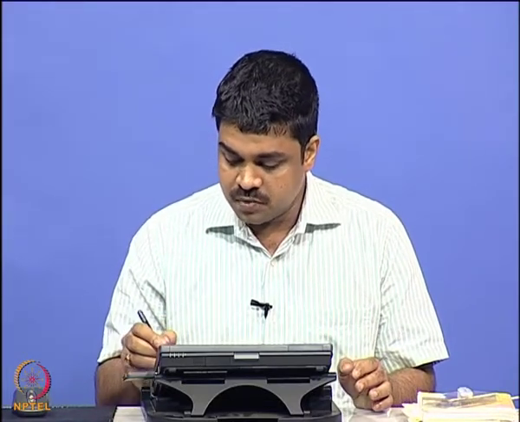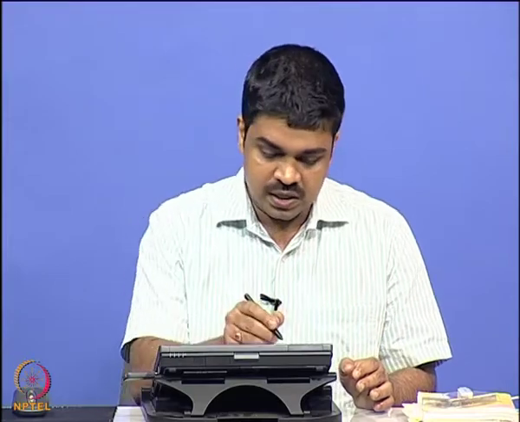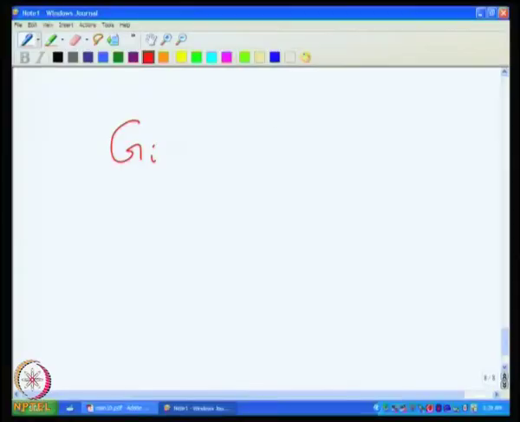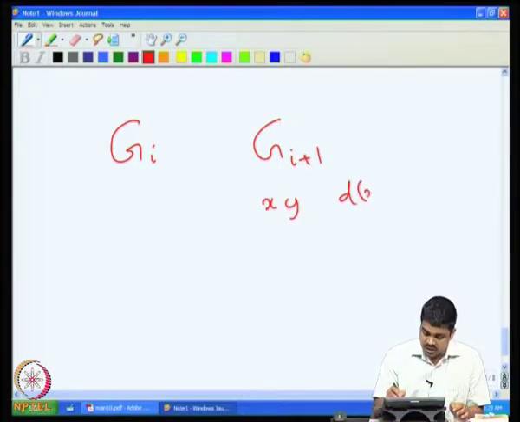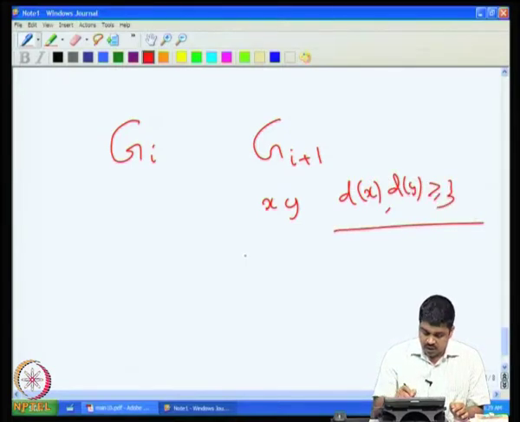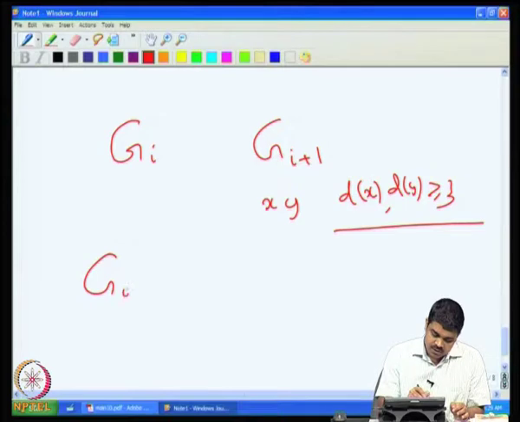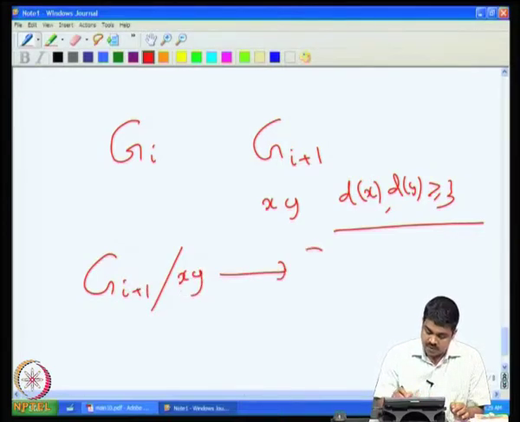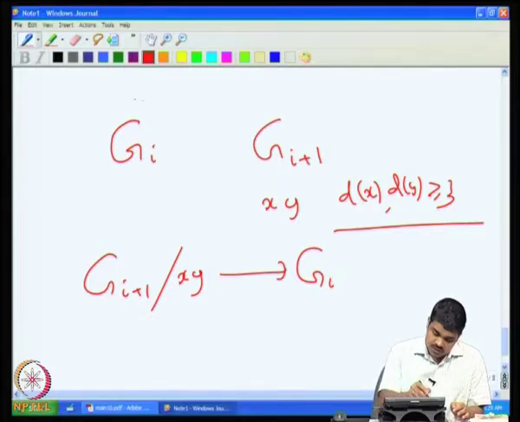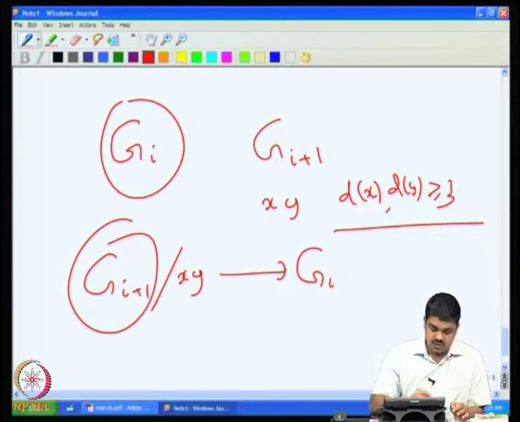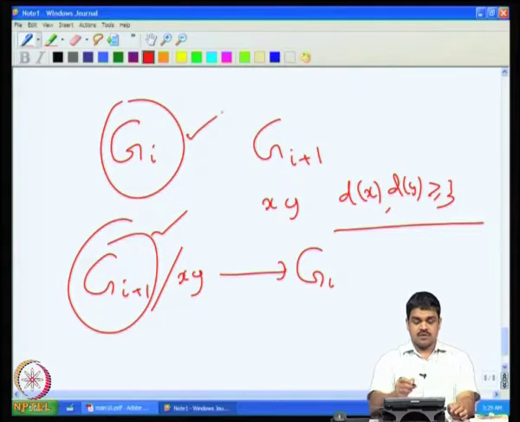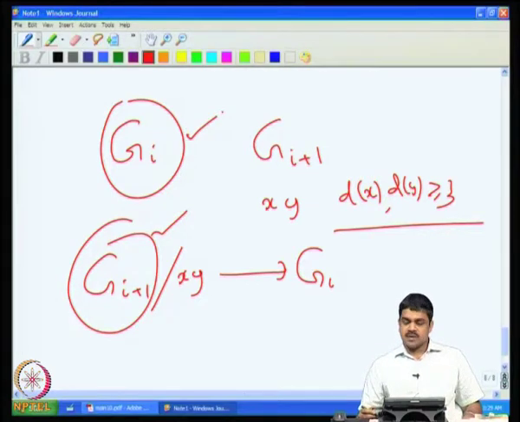So if we start from a Gi and find a Gi plus 1 and an edge xy in Gi plus 1 with degrees dx and dy both greater than or equal to 3, such that when you contract the edge xy in Gi plus 1, we end up getting Gi, then if Gi is 3 connected, Gi plus 1 also has to be 3 connected. So this is what you are told. That's the other side of it.